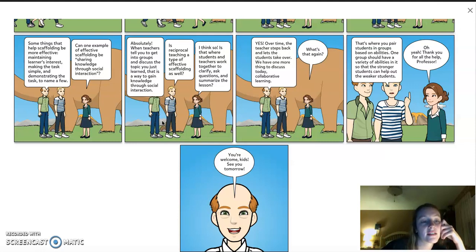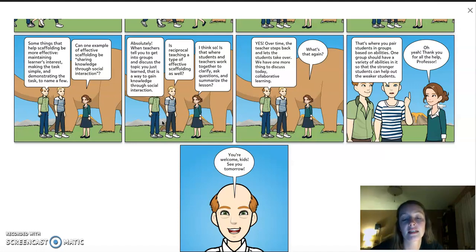Can one example of effective scaffolding be sharing knowledge through social interaction? Absolutely. When teachers tell you to get into groups and discuss the topic you just learned, that is a way for you guys to gain knowledge through social interaction and to make friends. Is reciprocal teaching a type of effective scaffolding as well? I think so. Is that where students and teachers work together to clarify, ask questions, and summarize the lesson? Yes. Over time, the teacher takes a step back and lets the students take over.